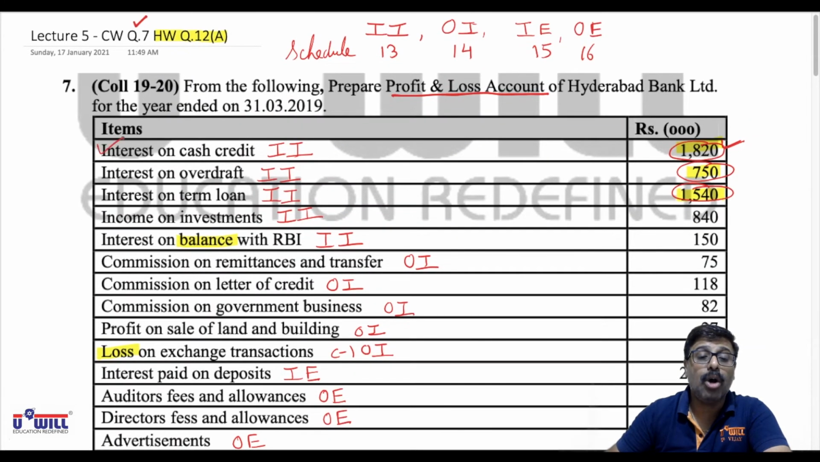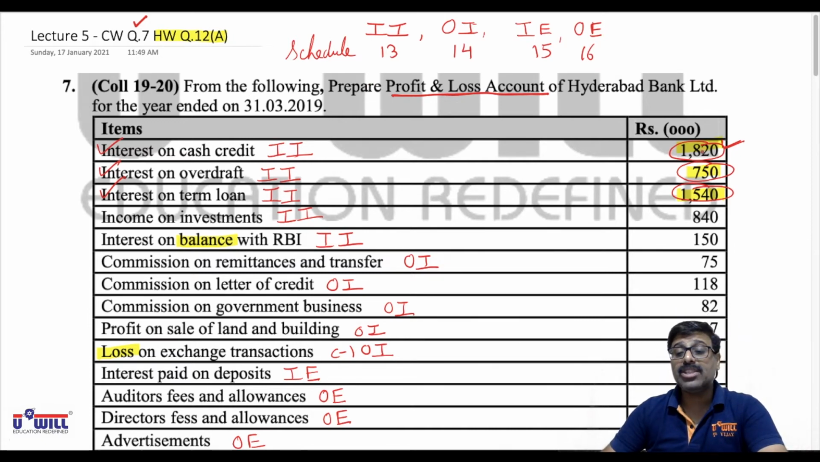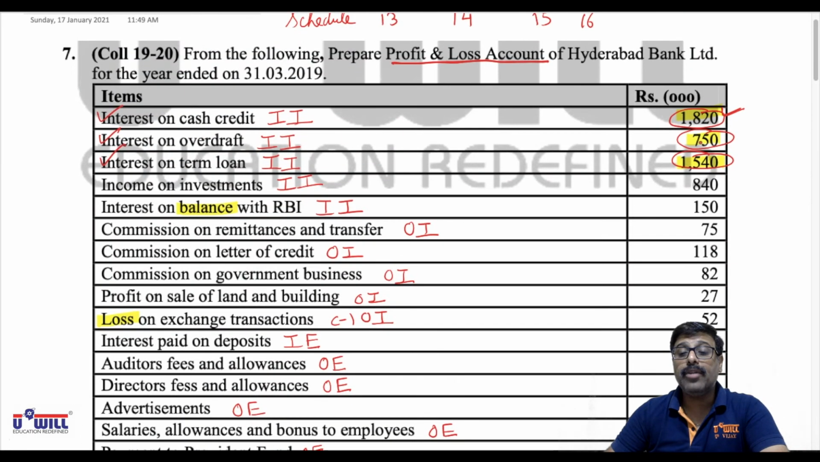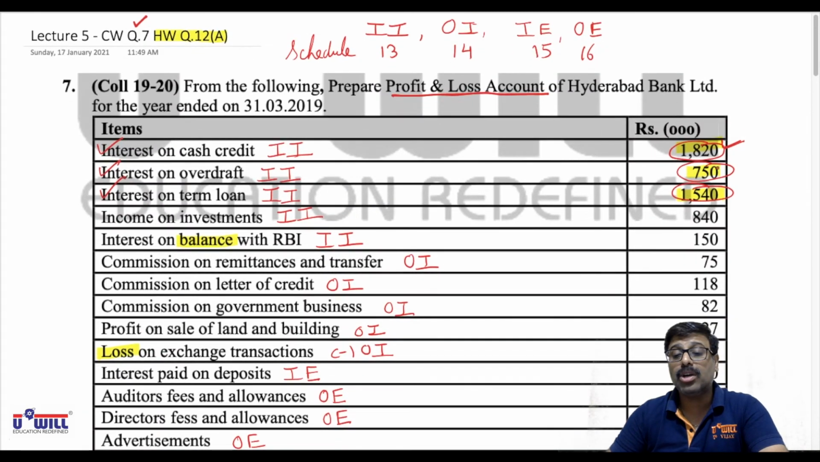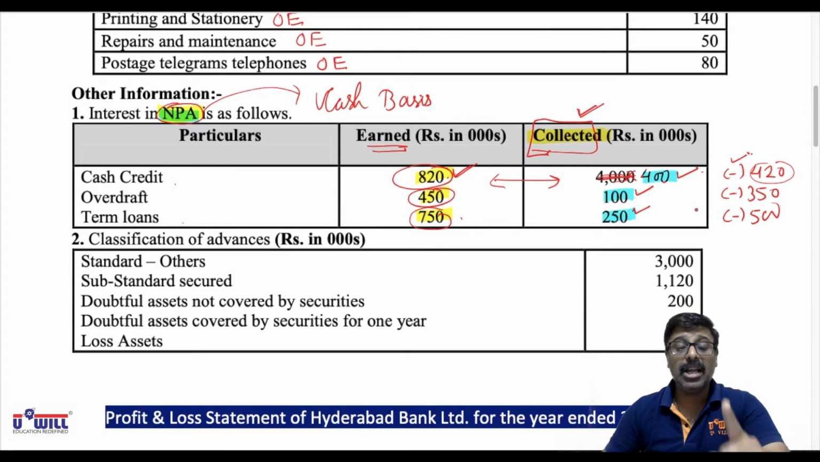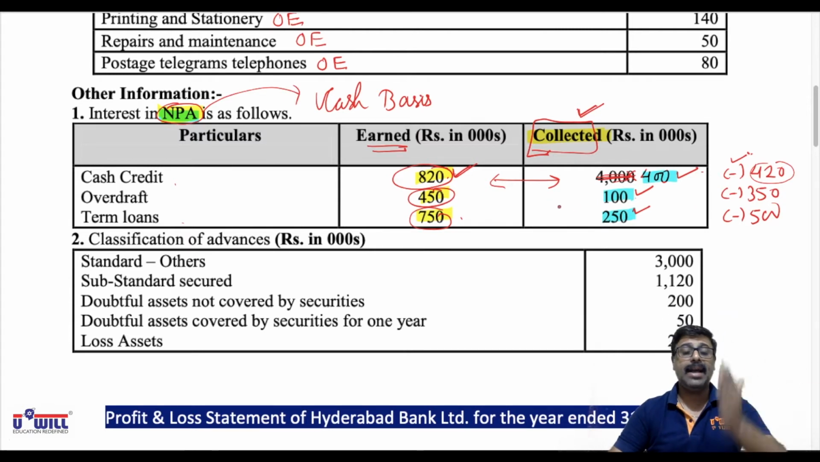Put a tick on all these three amounts because there is an adjustment. So when we come to these three adjustments, from interest on cash credit 1820 we will minus 420. From interest on overdraft 750 we will minus 350. From interest on term loan 1540 we will minus 500. I repeat the logic again, and if it is still not clear, then rewind and listen again and again.